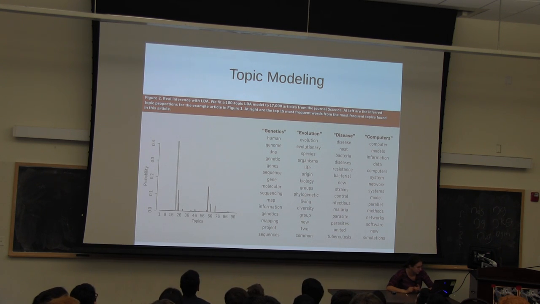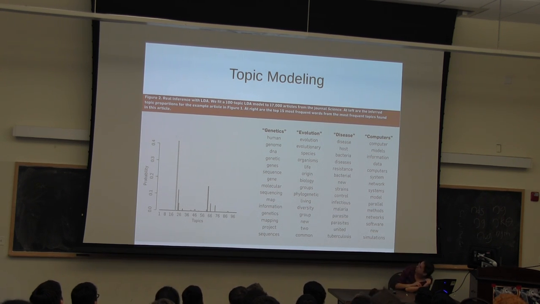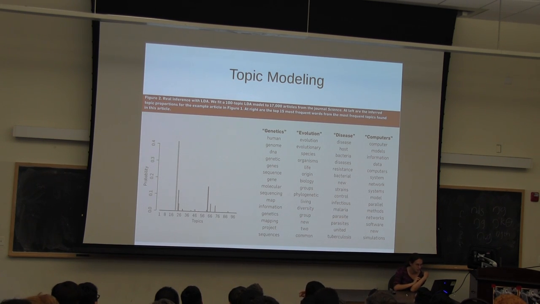The idea is you read lots and lots of articles with the machine, and you count up how many times words co-occur with other words. What you're trying to find are these latent topics. Here it's read the journal Science, and it's found a genetics topic that has words like human, genome, DNA, genetic, gene, sequence, molecular, map, information. An evolution topic that has species, organisms, life, biology, groups, phylogenic, diversity. Disease, with all these different disease words, and computers. These are all the topics that are in journals in science.